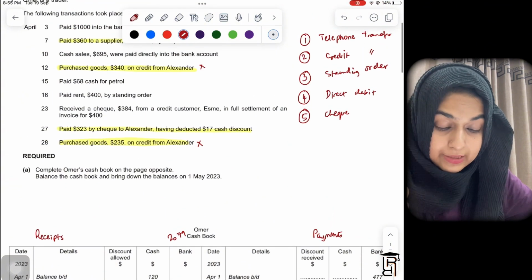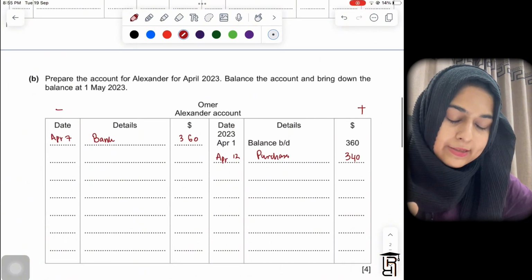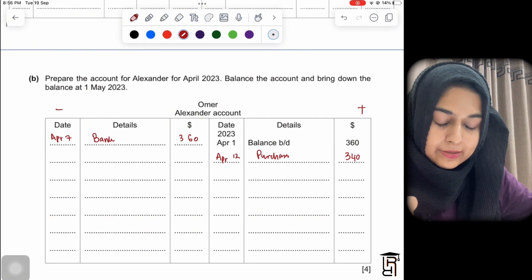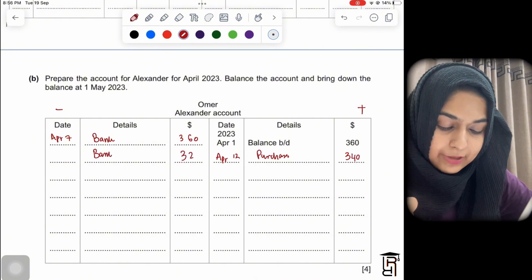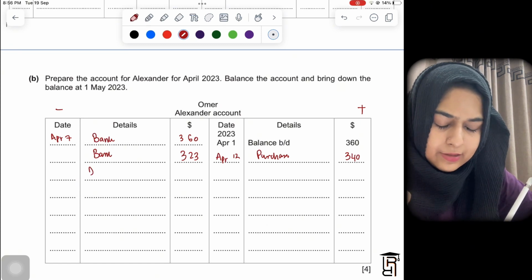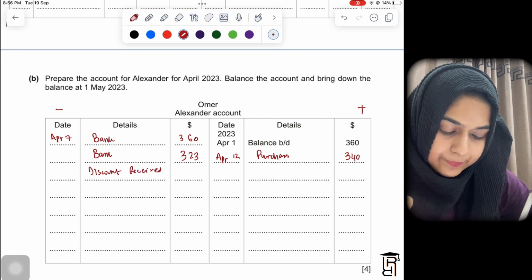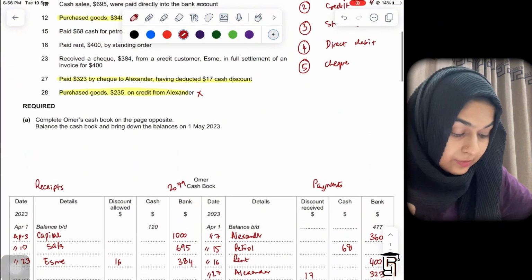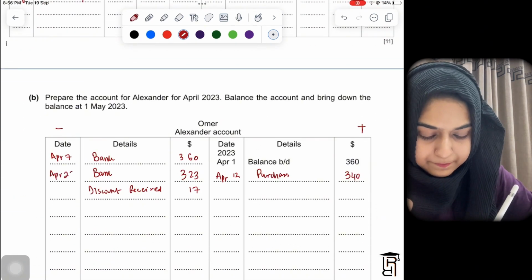In the next transaction, that is on April 27, we are paying $323 by check to Alexander. So bank is being credited. That is recorded on the credit side of the bank account in the cash book. You write here bank and you write here 323. You were supposed to pay 340, but you are paying 323, which means Alexander is also giving us a discount. So I write here discount received, and I write here $17. So this is April 27.